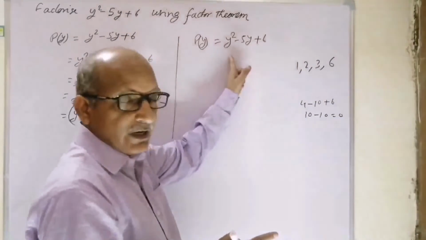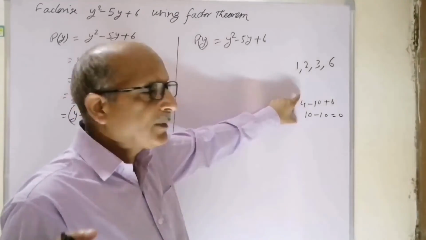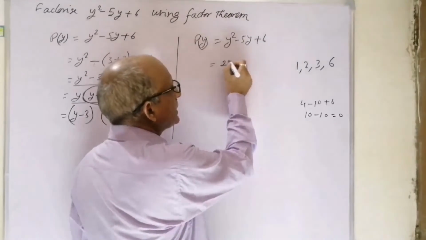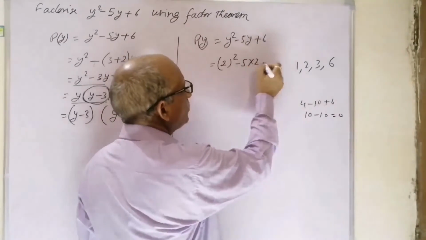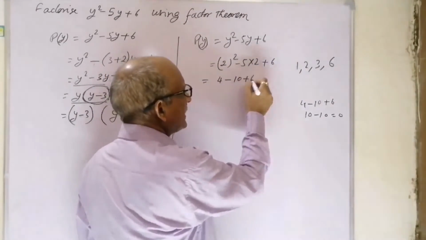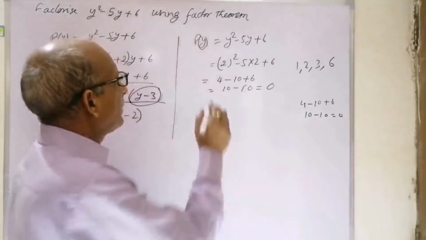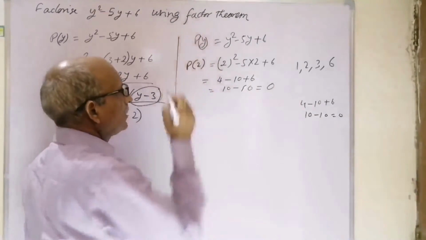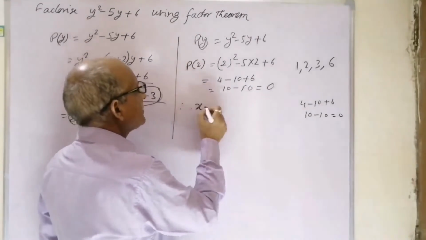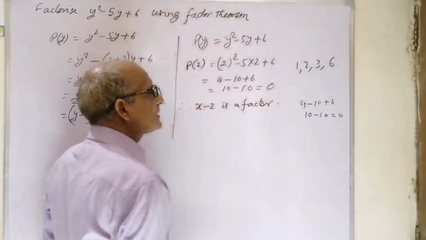This is to be shown here. For what value of y the purpose is being served is to be written here. So we can take here 2 square minus 5 into 2 plus 6, that is equal to 4 minus 10 plus 6, that is equal to 10 minus 10 is equal to 0. So P(2) is 0. What we have taken here? P(2) is taken by us and P(2) is coming to be 0. It means y minus 2 is a factor.